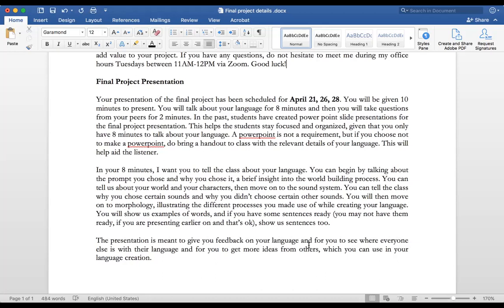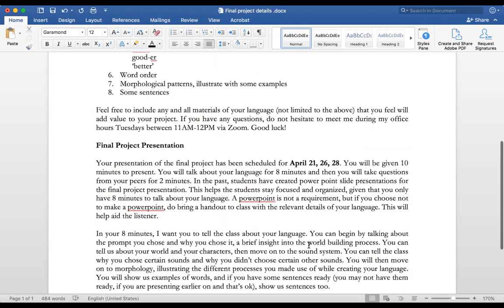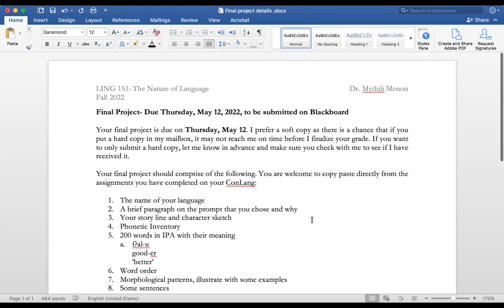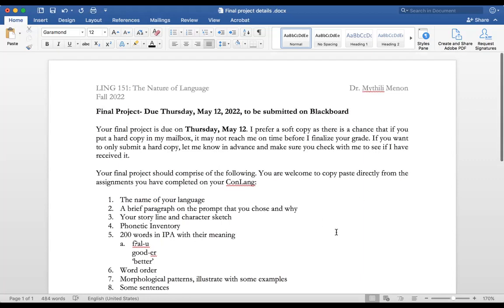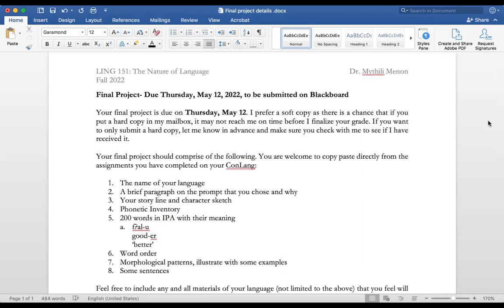Then tell us about the morphology. Show us some examples of words. If you have any sentences, again, show us your sentence. And the presentation is really meant to give you feedback in order for you to refine and create that final project for May 12th. Any questions on the rubric?